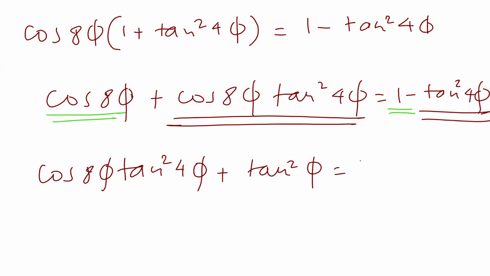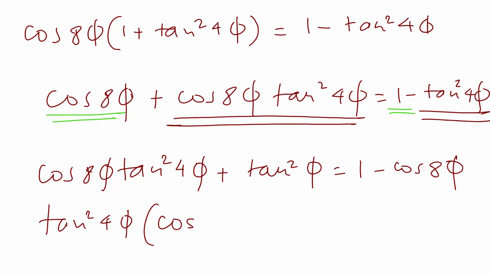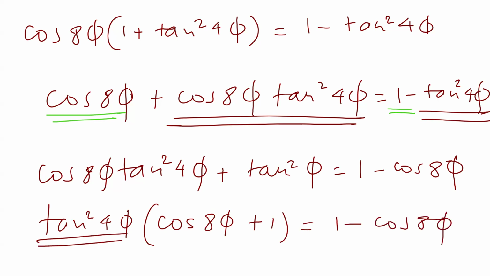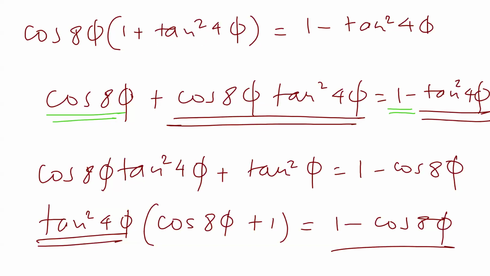So 1 minus cos 8 phi. So take tan square 4 phi common over here, and this will be cos 8 phi plus 1 is equal to 1 minus cos 8 phi. Now tan square 4 phi will be, just cross multiply the round bracket to the right hand side. Tan square 4 phi is equal to, okay, it will be 1 minus cos 8 phi upon 1 plus cos 8 phi.